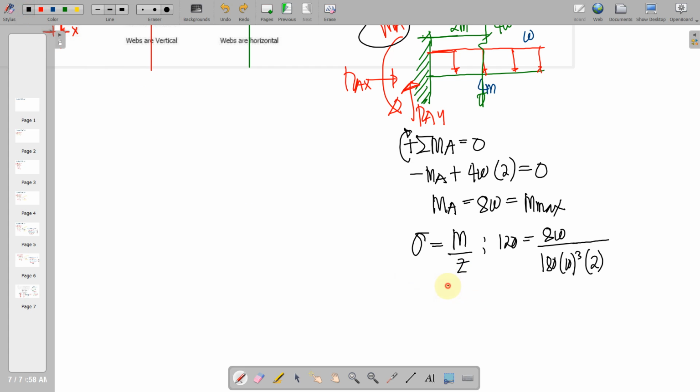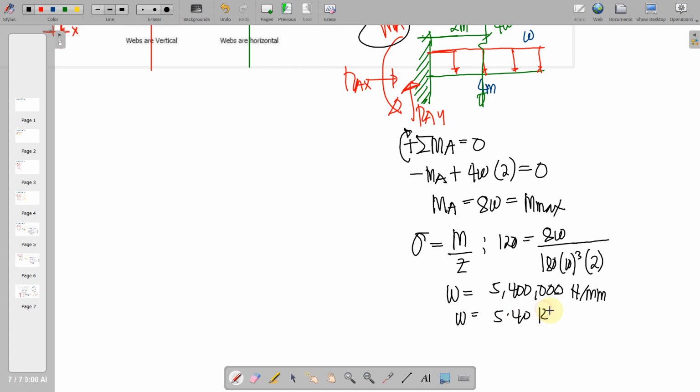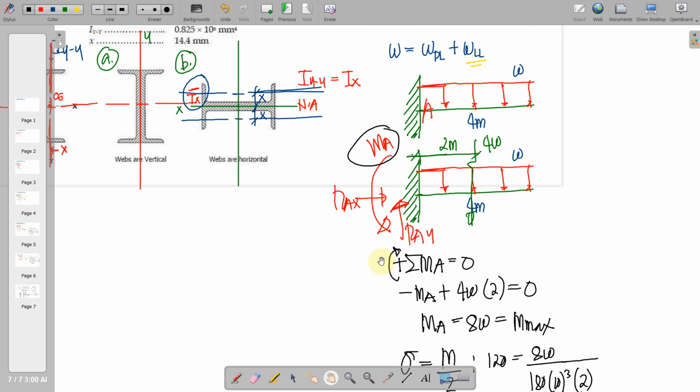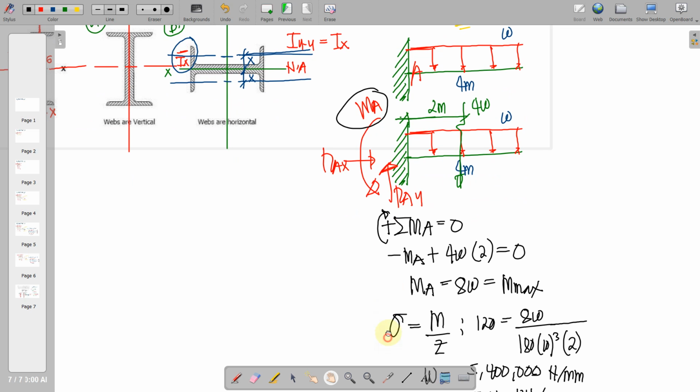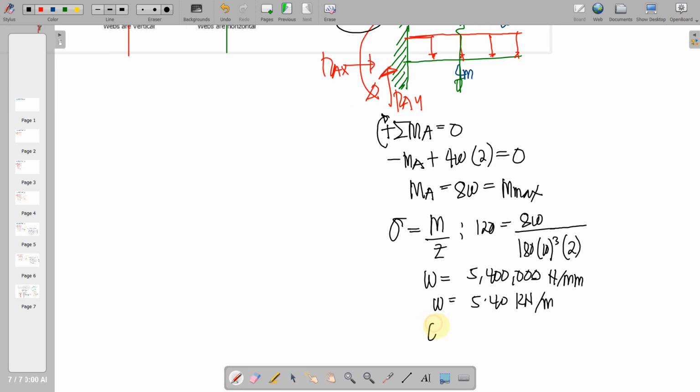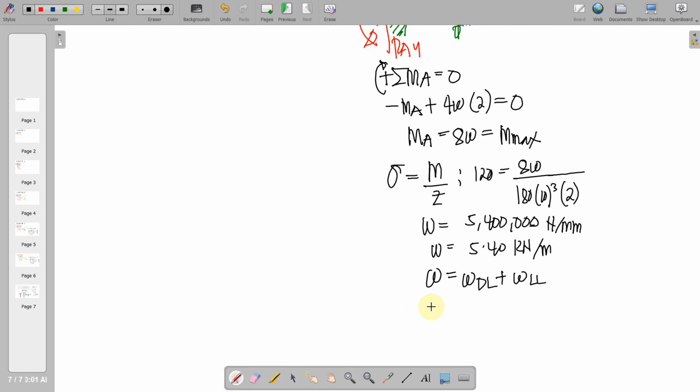W immediately. So in here we will have 5.4 million Newton per millimeter. So we can write this as 5.4 kilonewton per meter. And as for our live load, we'll just have to write it again. We have W dead load plus W live load, and this is 5.4. Okay, that is equal to the dead load.